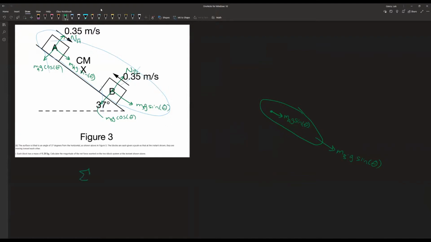So what we get out of this is the net force on the system is mA g sine of theta plus mB times g sine of theta. And they tell us that the mass is 2.2 kilograms. The acceleration due to gravity, or the gravitational field strength, is essentially rounded to 10 meters per second squared times sine of 37 degrees. And then we're going to essentially double this because they both have the same mass.